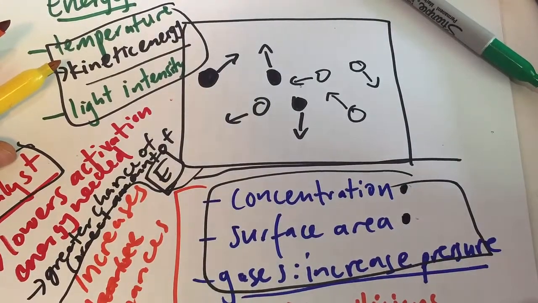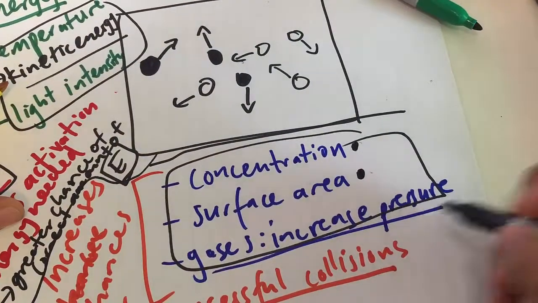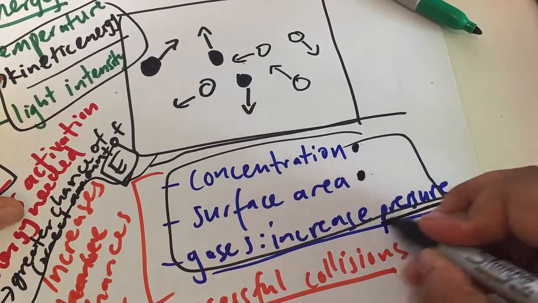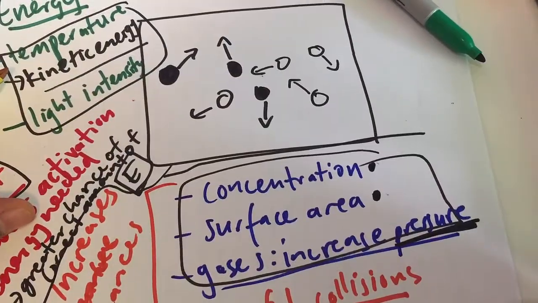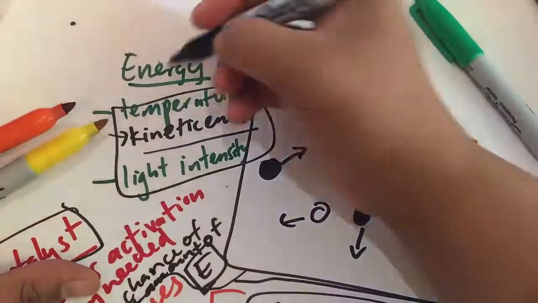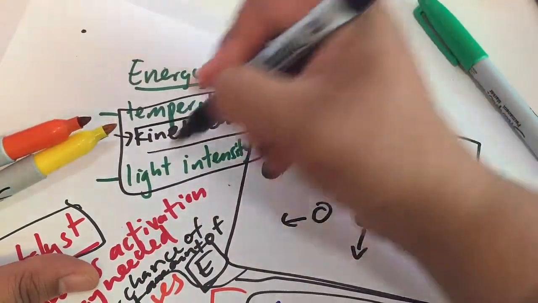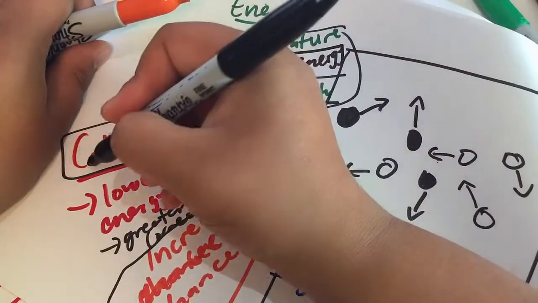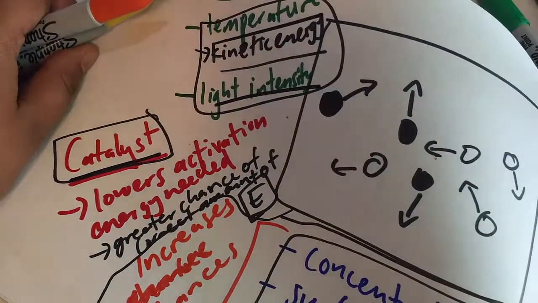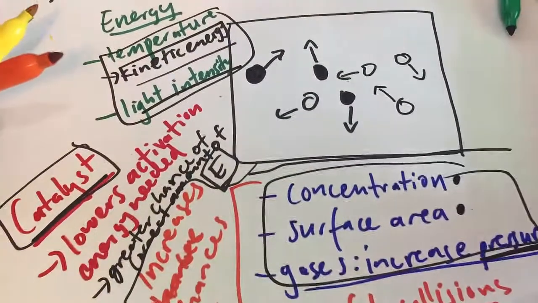If they're gases, so it only works for gases, we can increase the pressure of the reacting vessel, and then we can also increase the temperature, light intensity, or add a catalyst in order to make the reaction go faster, or at a bigger rate.